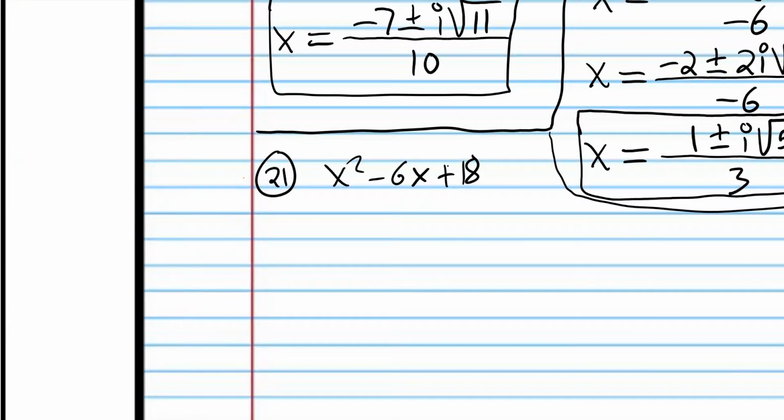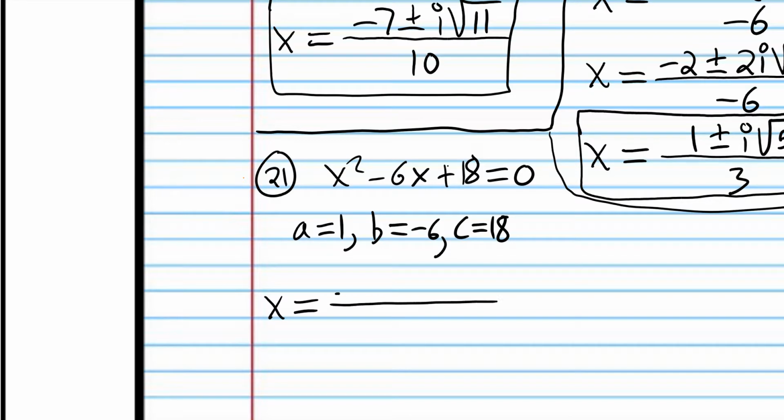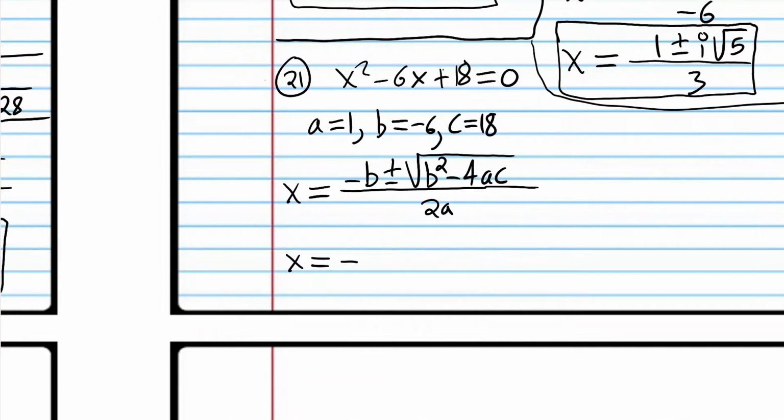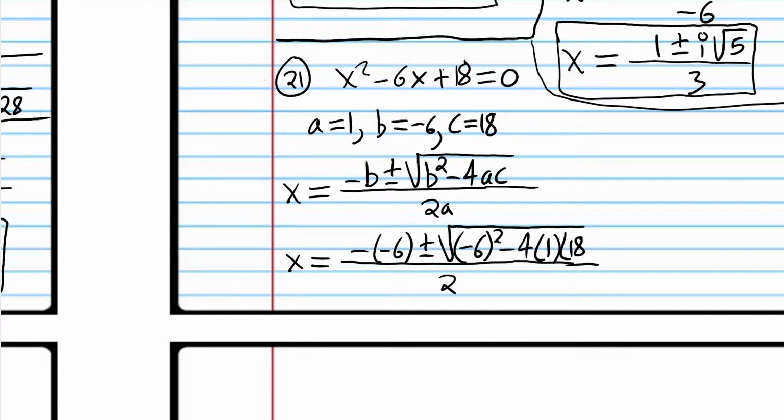Okay, I'm going to label the constants as usual. Whoops, I forgot to write equals 0. Then I'm going to write the formula. Remember, you have to show the tool that you're using. And we have negative b plus or minus root b squared minus 4 times a times c, all over 2 times a.